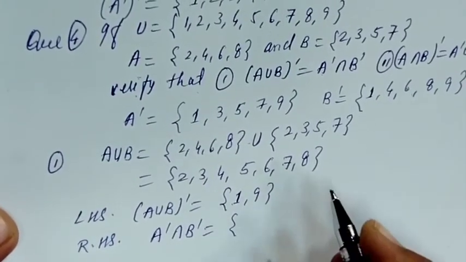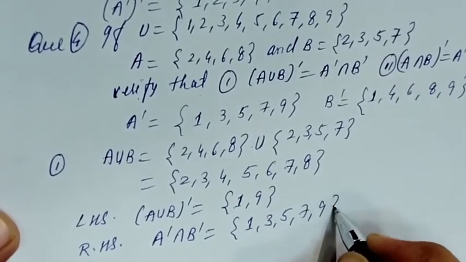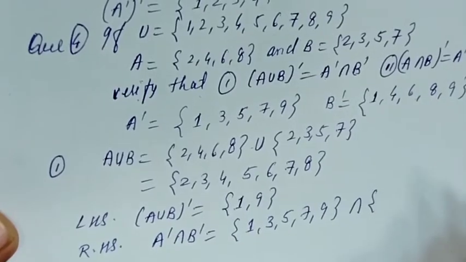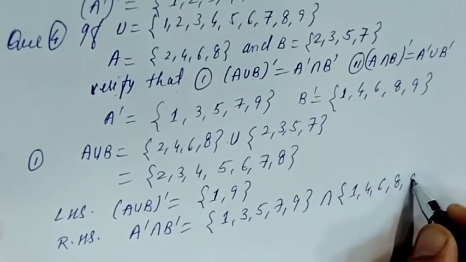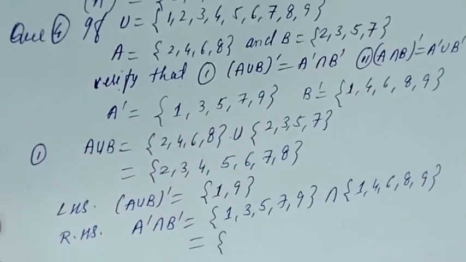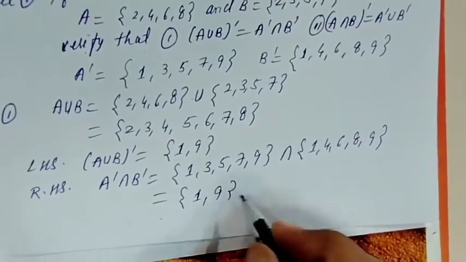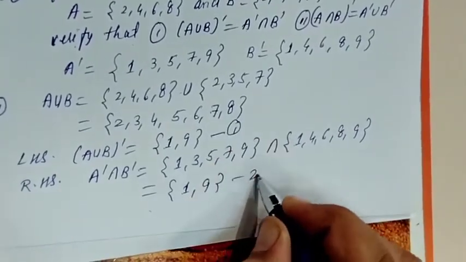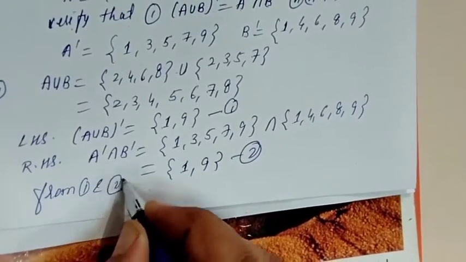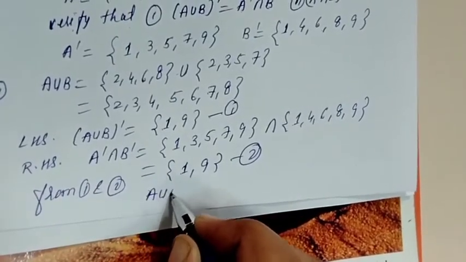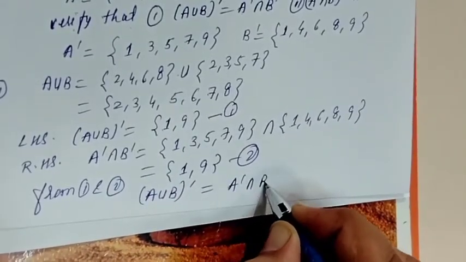Right hand side, you have to take A dash intersection B dash. What is the value of A dash? It is 1, 3, 5, 7, 9. Intersection, what is the value of B dash? It is 1, 4, 6, 8, 9. So what are the common elements in these two? 1 and 9. You can see from equation 1 and 2 it is clear that (A union B) whole dash is equal to A dash intersection B dash.